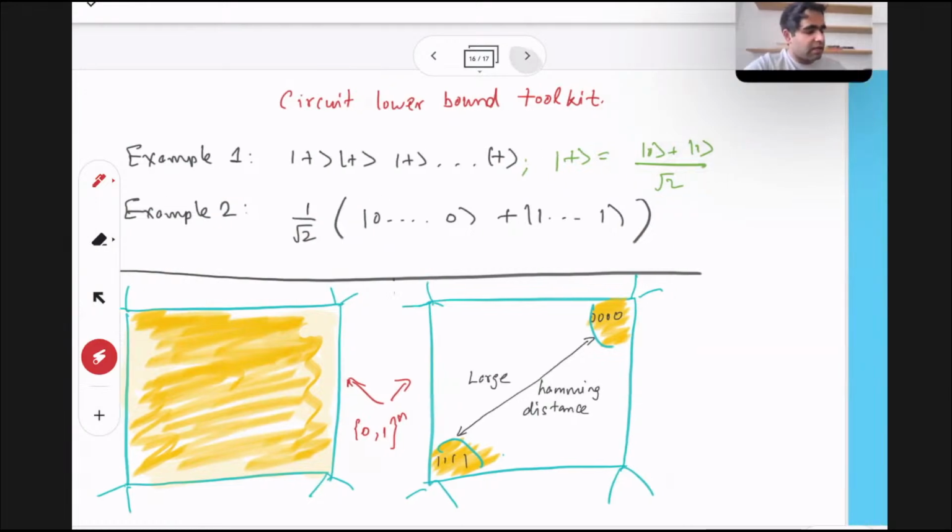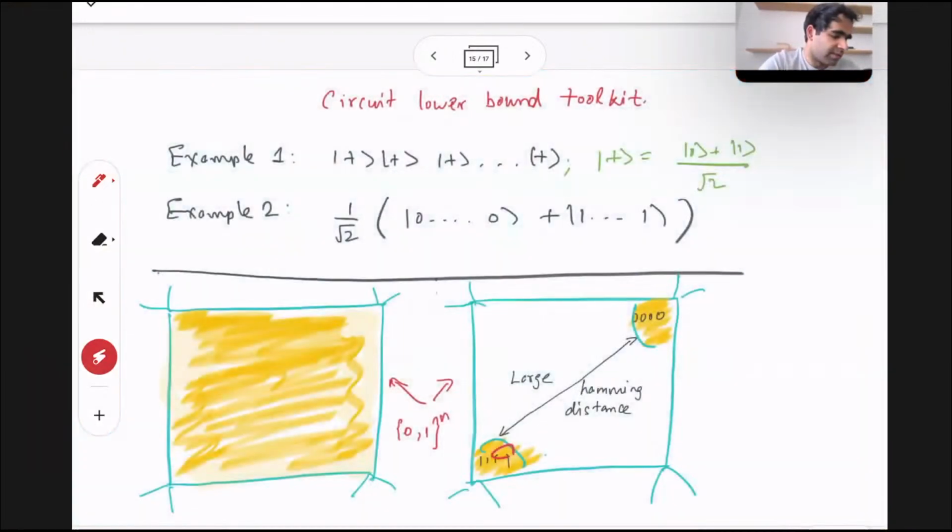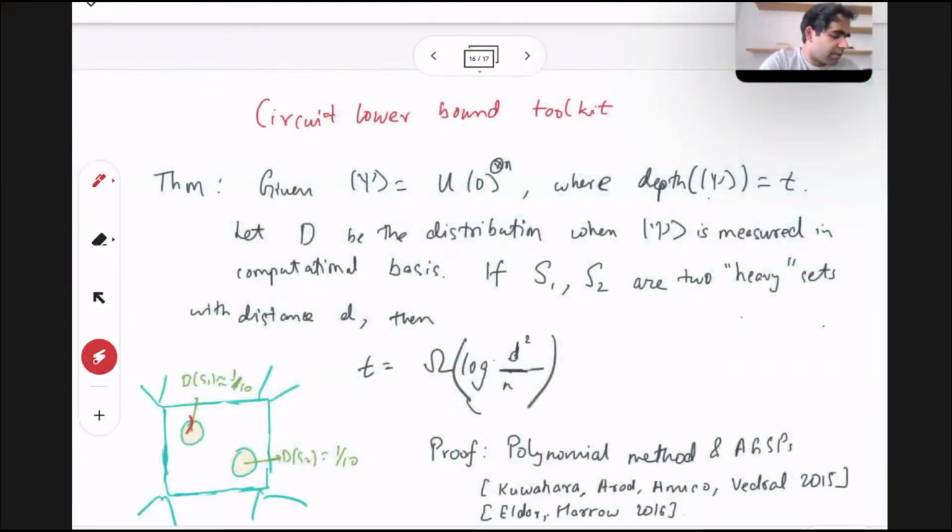So that leads to the main theorem, which is that given a state that can be prepared by a depth T quantum circuit, if you measure the quantum state in some basis, maybe the Z basis or X basis, it doesn't matter, and you are able to locate 2 sets S1 and S2, as here, which are far from each other, at a distance D, and which have good enough mass, like 1 over 10, then the depth of the circuit must be at least log D square over N.